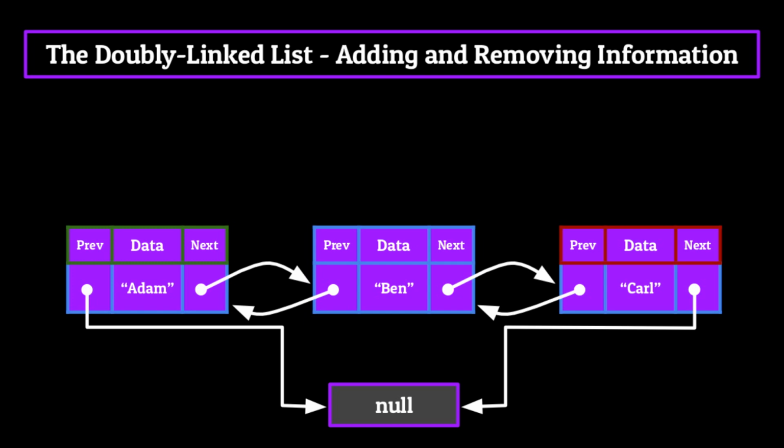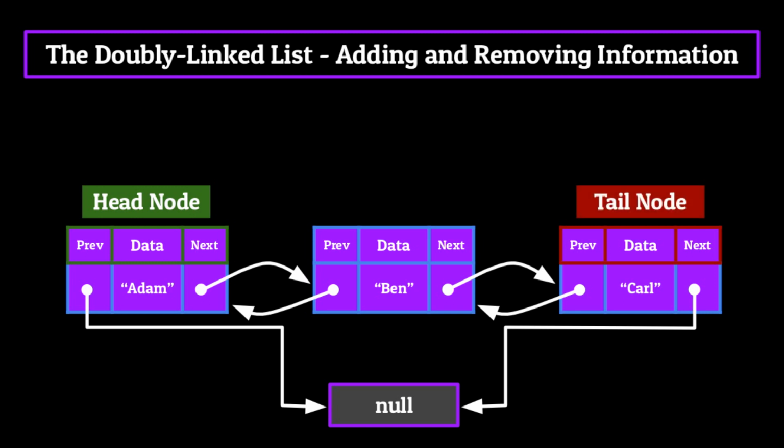Finally, just like the last segment, the green on top of a node signifies that it's the head node, and the red signifies it's the tail node. Alright, with all that being said, let's get into it.